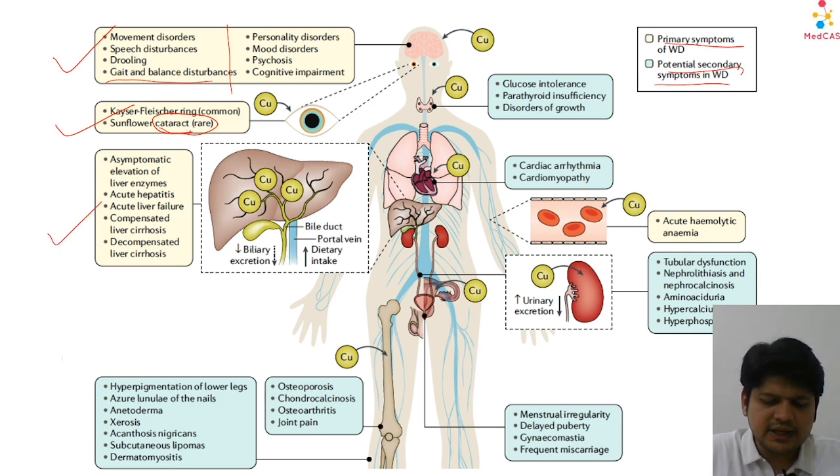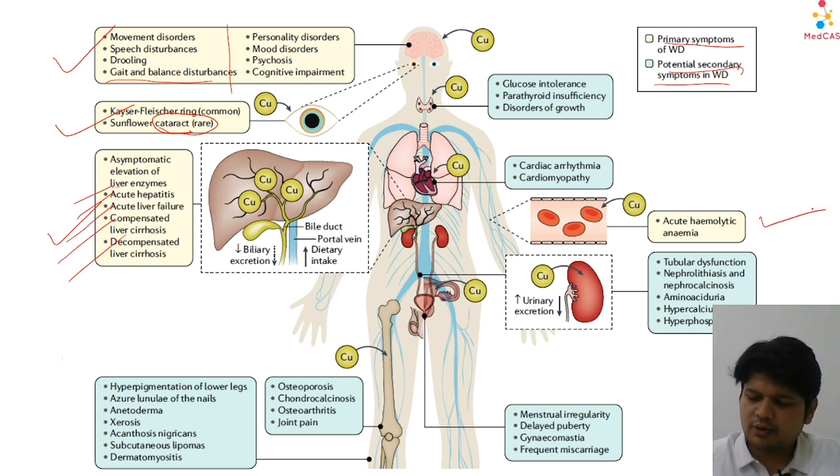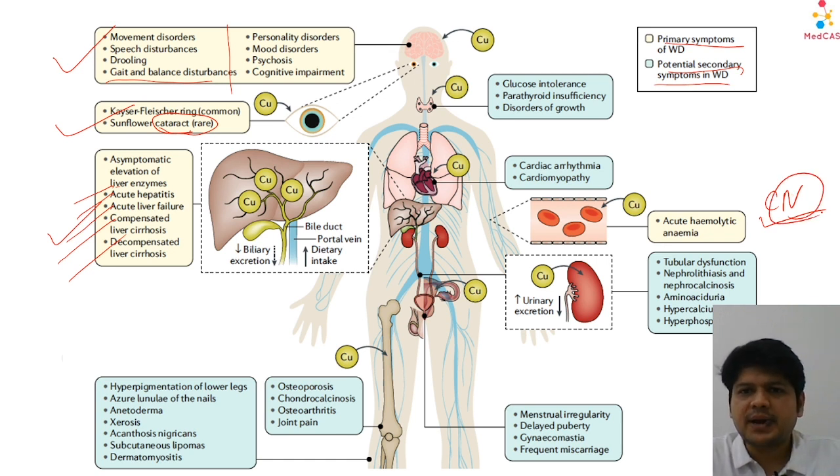Next, going to liver: asymptomatic elevation of liver enzymes, acute hepatitis, acute liver failure, compensated liver cirrhosis, decompensated liver cirrhosis. Anything, the full spectrum can come in liver. So that is very important to know for sure. And acute hemolytic anemia, which is Coombs negative hemolytic anemia. These are the primary symptoms of Wilson's disease.